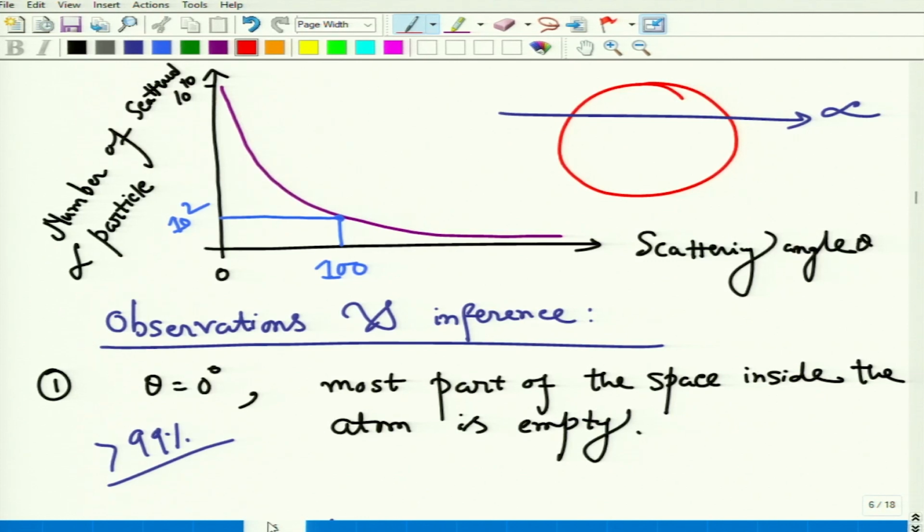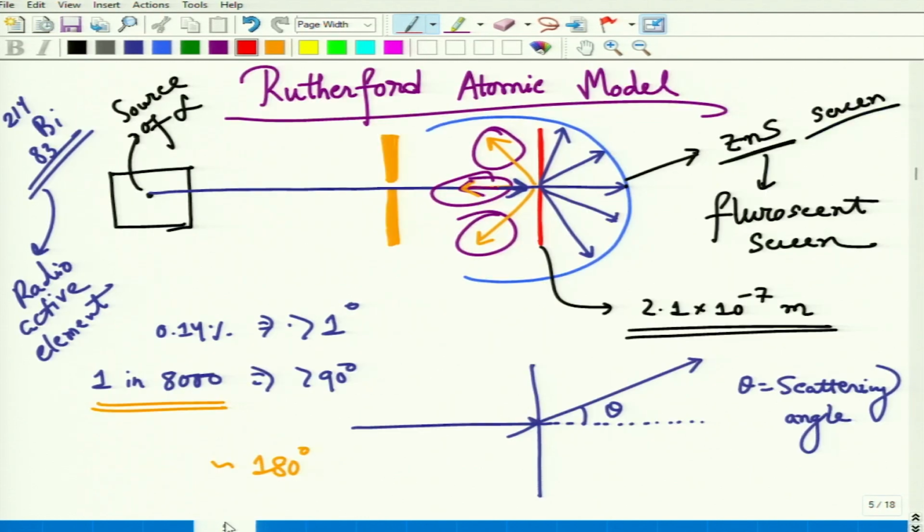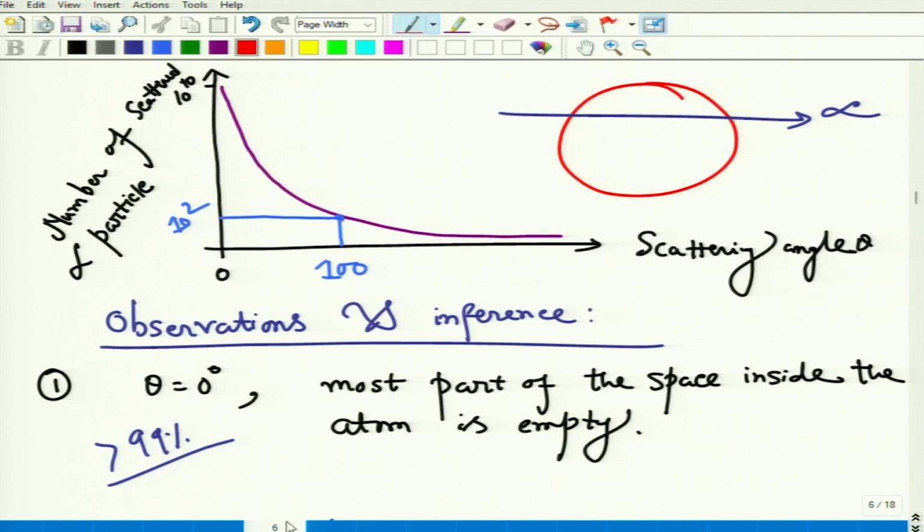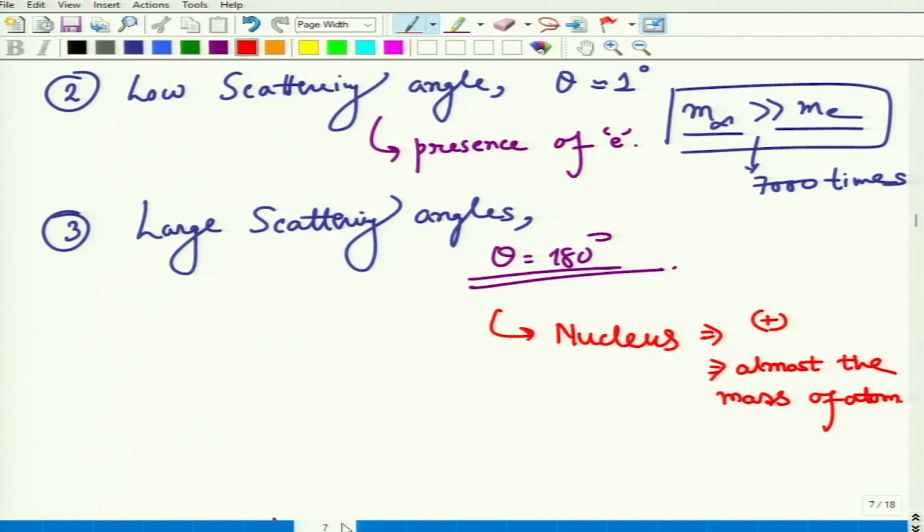Welcome back. In the last part we were discussing the observation and the inference of the Rutherford model, the Rutherford experiment. We are discussing the observation on the large scattering angles, and what was the reason behind this.